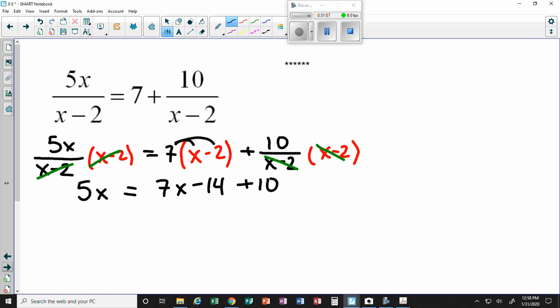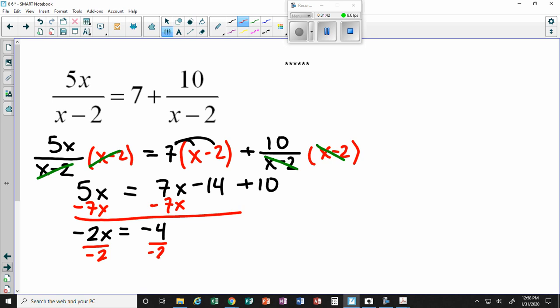Well, I have two x terms, but they're the same type, right? So I can just remove one from one side. I want to take the 7x off that side. So if I take it off this side, I got to take it off the other side, right? So this will be negative 2x equals, well, what is left over here? Negative 14 plus 10. What's negative 14 plus 10? Negative 4. Okay, now last thing I'm going to do is divide by negative 2. So x equals 2.